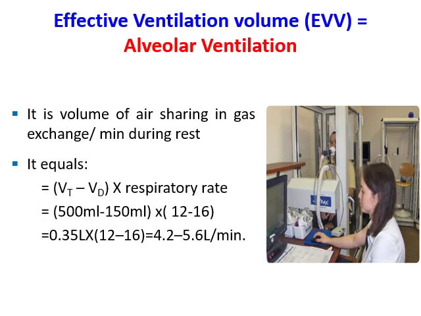That's to say, it will equal the tidal volume minus the volume of the dead space, times the respiratory rate. So it will give us 500 milliliters minus the 150 milliliters of air, times the respiratory rate, which ranges between 12 to 16. This will give us 350 milliliters of air times 12 to 16. So the effective ventilation volume will range between 4.2 to 5.6 liters per minute.